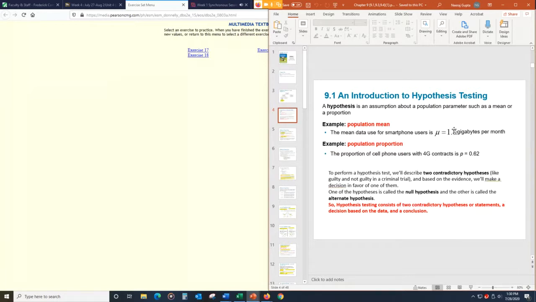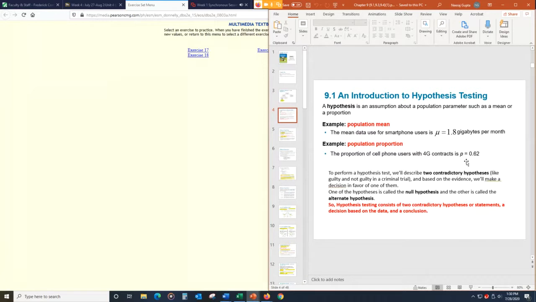Now I have either this statement is true or this is not true. If this is not true, what will be true? The truth will be that it is not equal to 1.8. It can be more or it can be less. Here also, the alternate of this will be what? It will be not equal to 62%. It can be more than 62% or less than 62%.